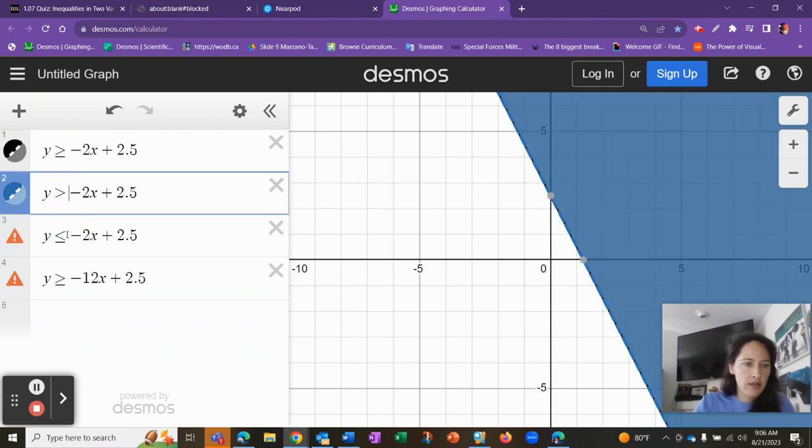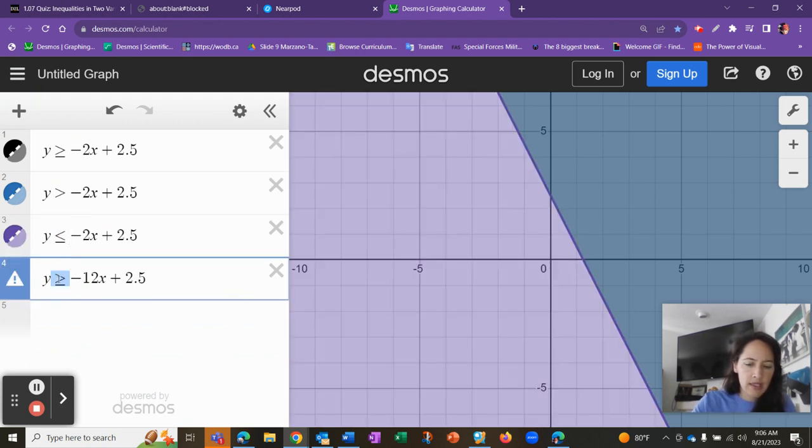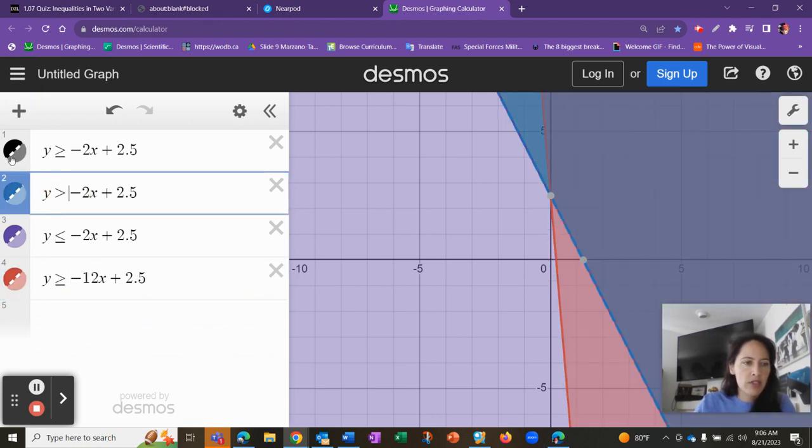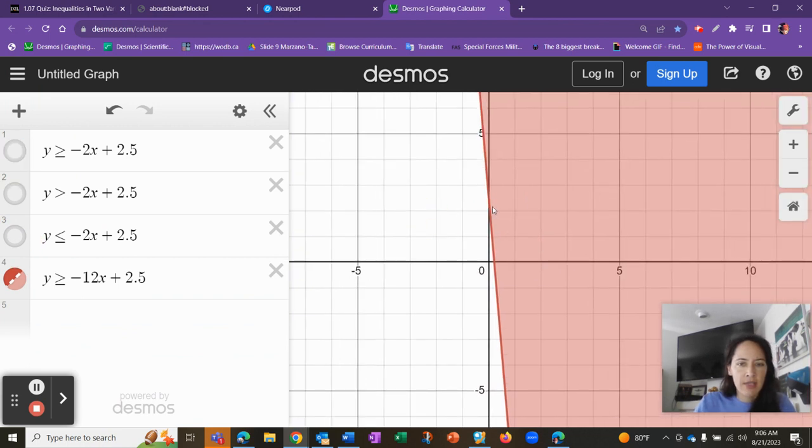Greater than, so less than or equal to, and then greater than or equal to. Okay, so what you want to do is turn them all off one at a time and see if that makes sense to you.